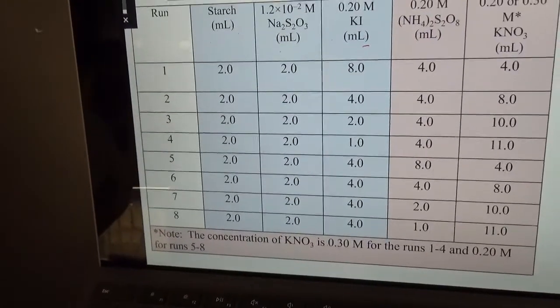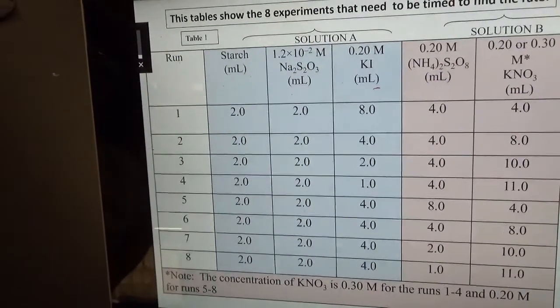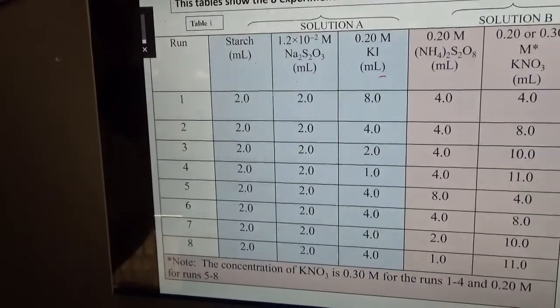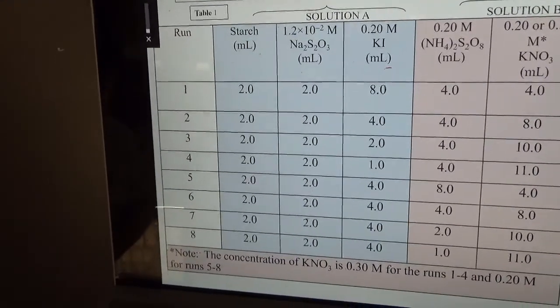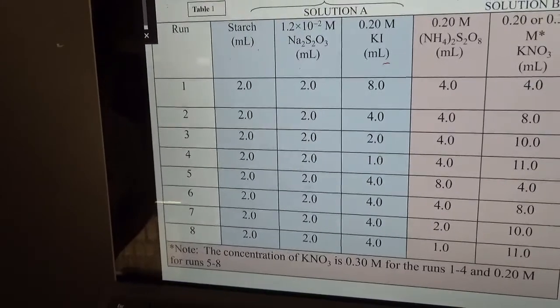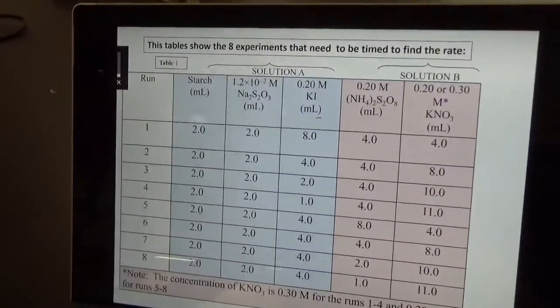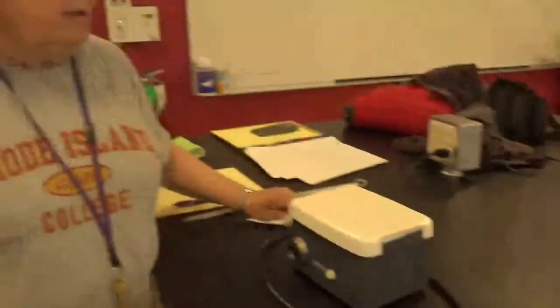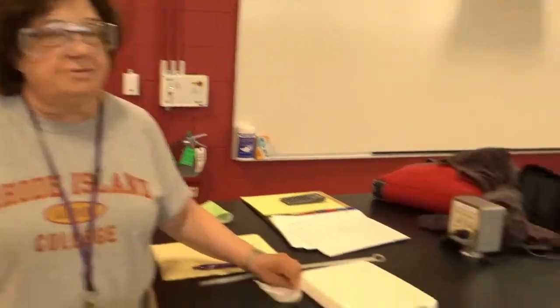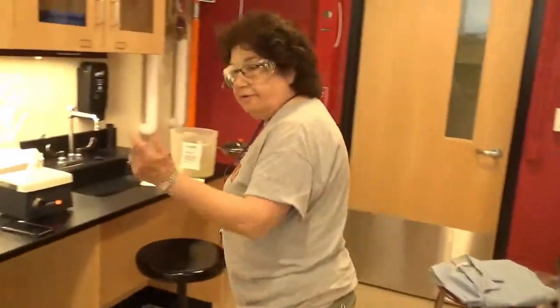Today we're going to do 8 experiments that have to do with the kinetics of a reaction, the reaction we discussed earlier. We're going to be mixing different amounts of solution A and solution B, the two reactants, plus a few other things that we mentioned, like starch. So let's give it a try.